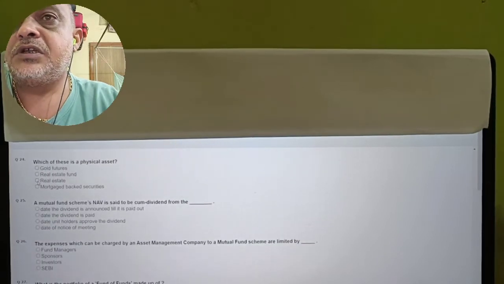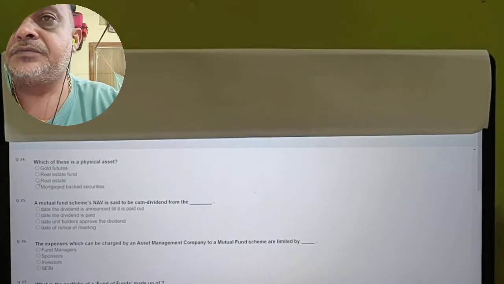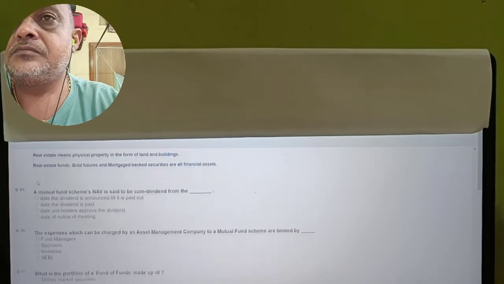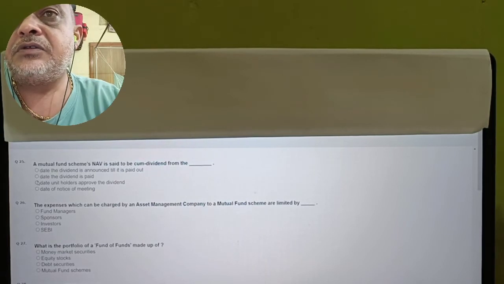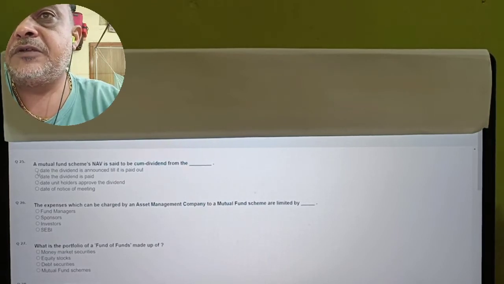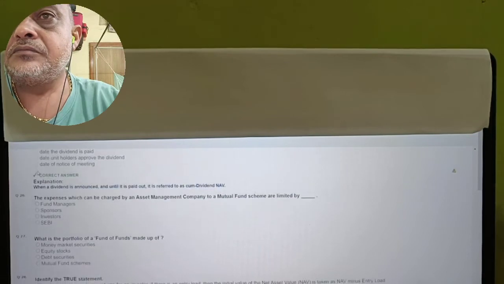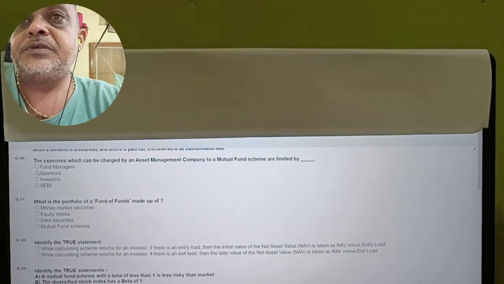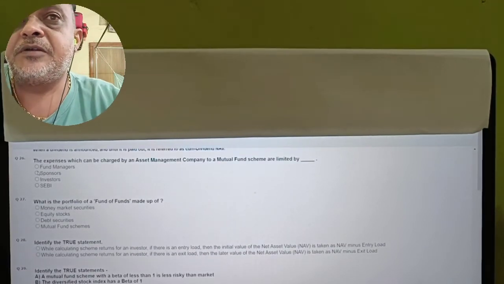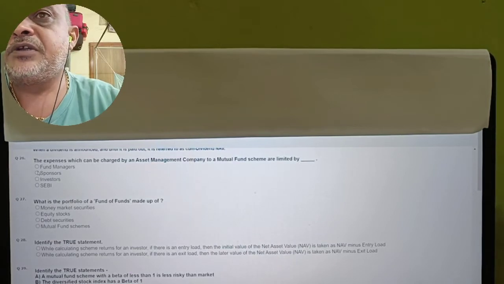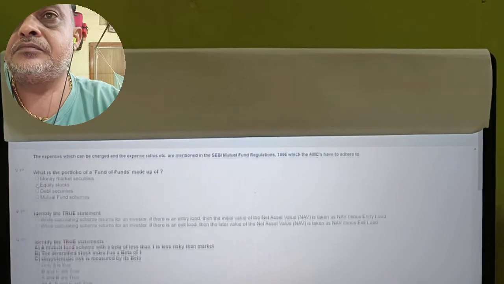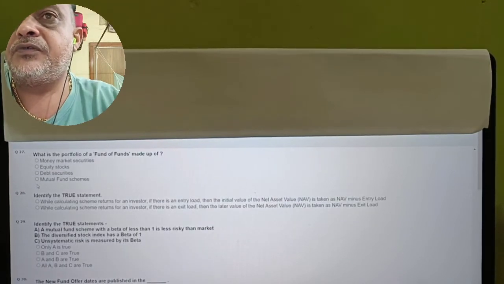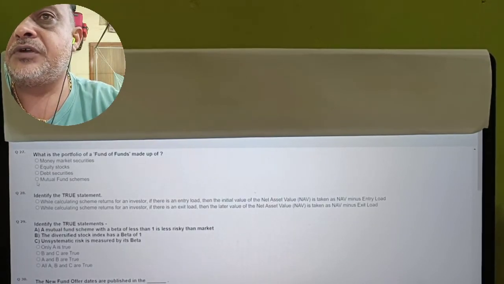Which of these is a physical asset? Real estate. A mutual fund scheme is said to become ex-dividend from the date the dividend is announced till it is paid. The expenses which can be charged by an asset management company to mutual fund schemes are limited by SEBI. What is the portfolio of a fund of fund? It's mutual fund.